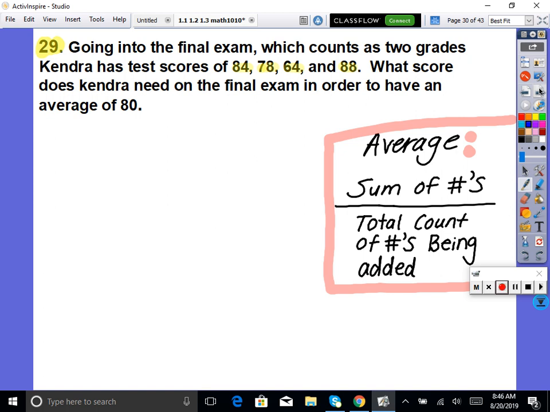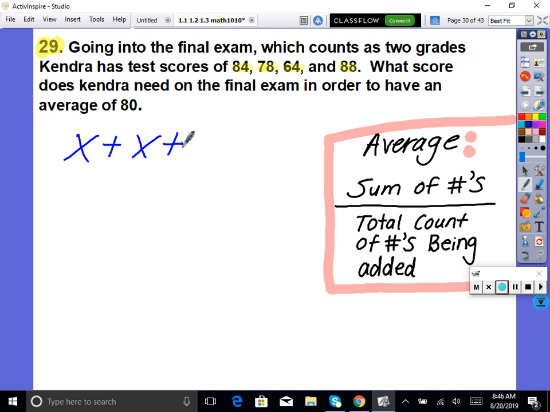So first of all, the final counts as 2 scores, true? Do we know the scores? Anyone? Do we know the scores? No, we have no idea what score she needs, everyone. But how many x's is there? We don't know a score. It counts as 2 test scores. Do you guys see how that's 2 test scores? We don't know the score.